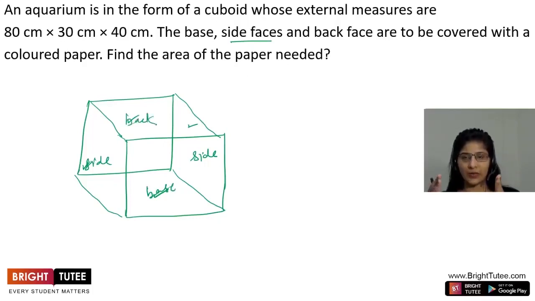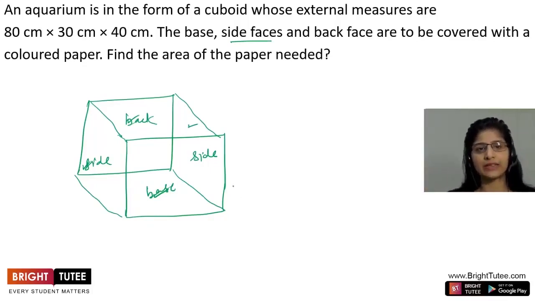Obviously, when it is an aquarium, the front is not to be covered, right? We can't cover the front because we need to see the fishes. That portion will remain not covered. So these are the faces, that means 2 side faces, 1 back face and the base, that means the bottom one. They are to be covered with the colored paper. We have to find the area of the paper needed. Area of the paper needed will be the area of all of these. So if we calculate, the length is 80, the breadth is given as 30 and height is given as 40.